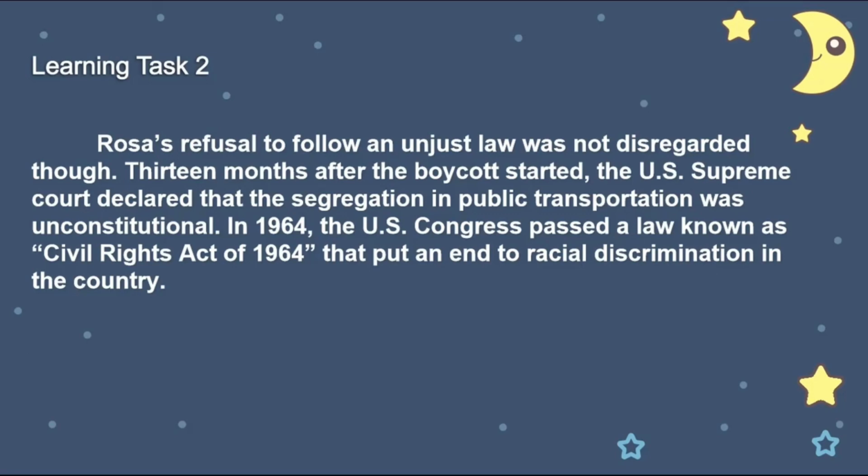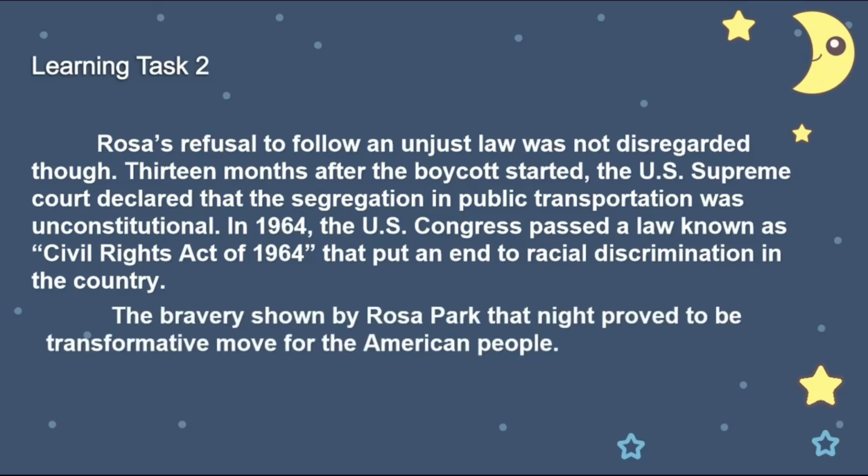Rosa's refusal to follow an unjust law was not disregarded though. 13 months after the boycott started, the U.S. Supreme Court declared that the segregation in public transportation was unconstitutional. In 1964, the U.S. Congress passed a law known as the Civil Rights Act of 1964 that put an end to racial discrimination in the country. The bravery shown by Rosa Parks that night proved to be a transformative move for the American people.